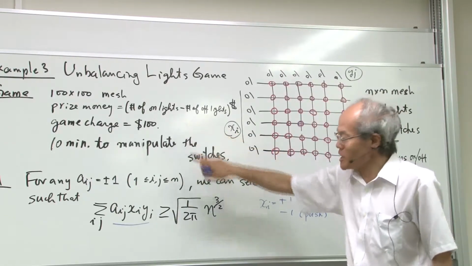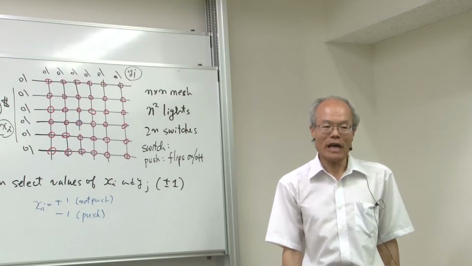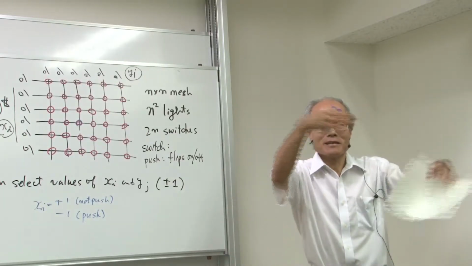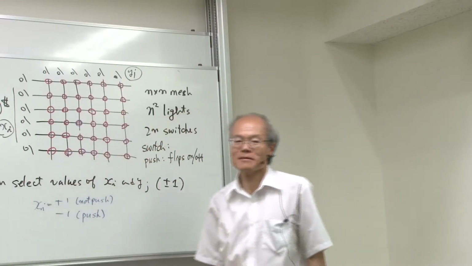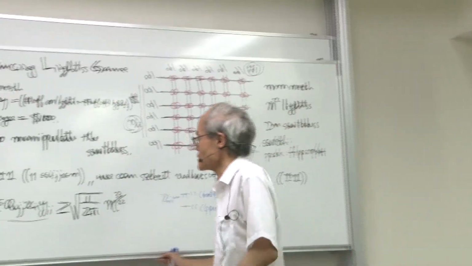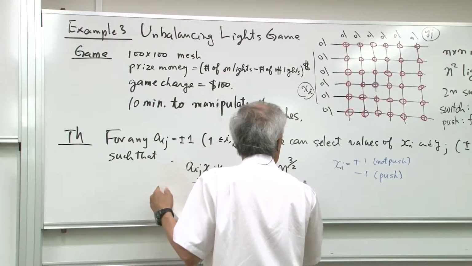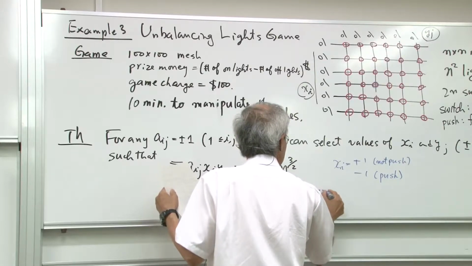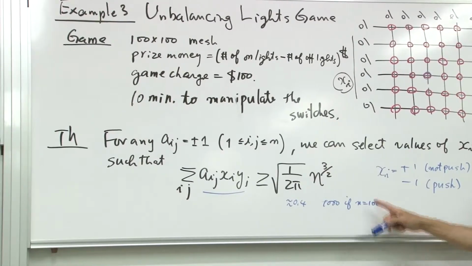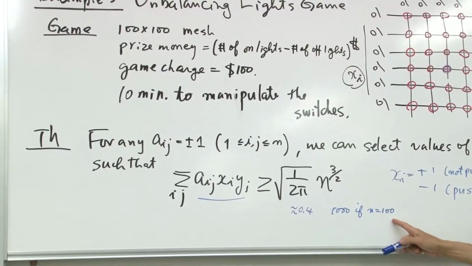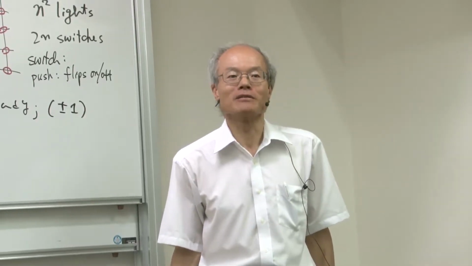So the whole sum is exactly this number, and it is at least this value. For any initial configuration, there is a way of manipulating your switches such that you can achieve this value. What is this value? This is something like 0.4 times n to the 3 halves. If n is 100, we are now at 100 by 100 switches, then n to the 3 halves is 1,000. And this is 0.4, meaning you can get 400 US dollars. You must be able to get 400 US dollars.